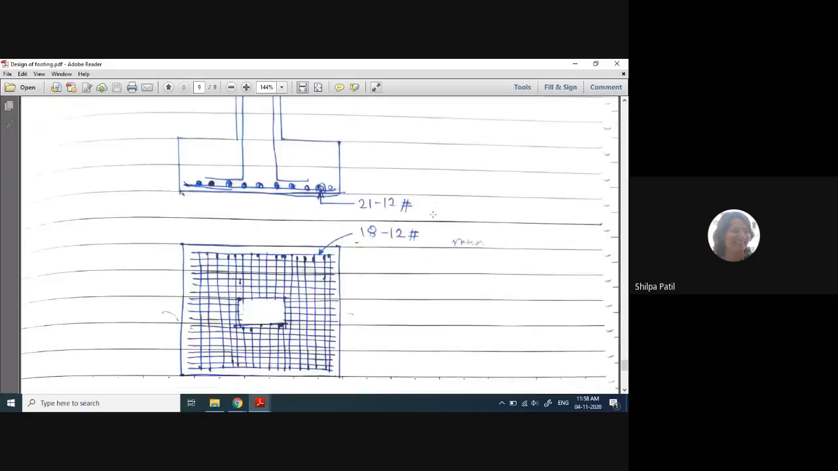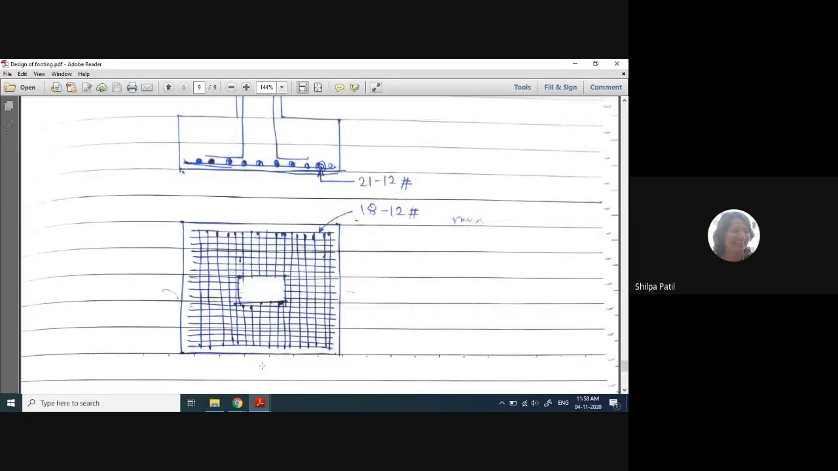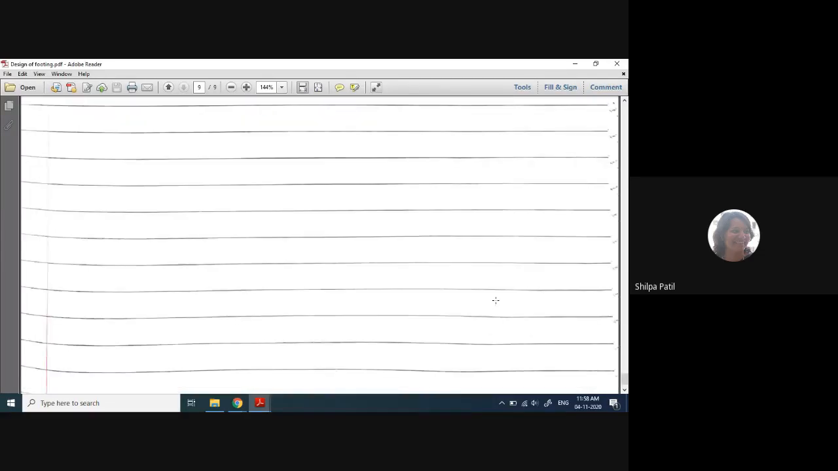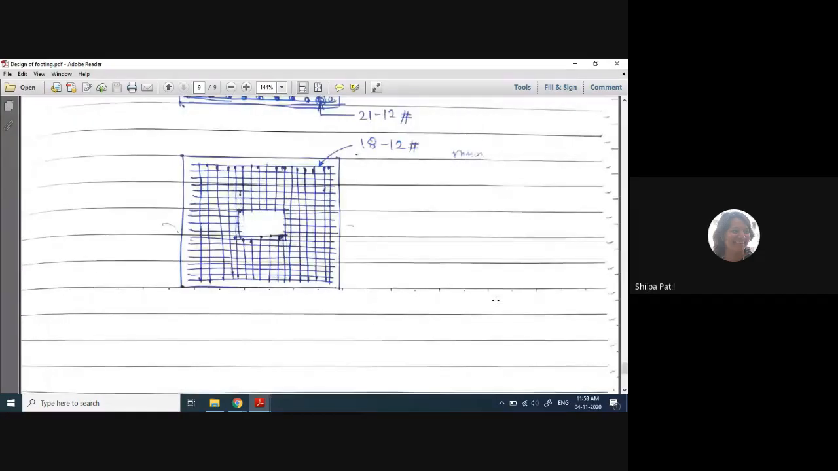This diagram is still incomplete, it is not properly drawn. The dimensions of the footing, the depth of footing, everything should appear in this particular diagram. Okay, is it clear? Design of footing, guys? Yes, ma'am.